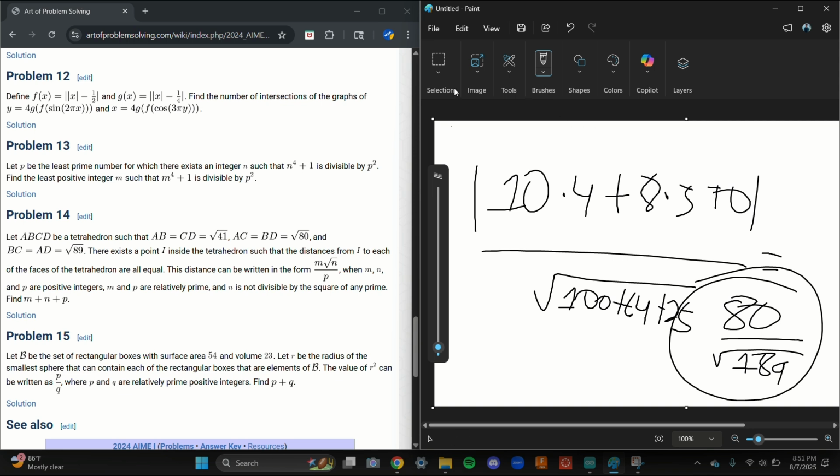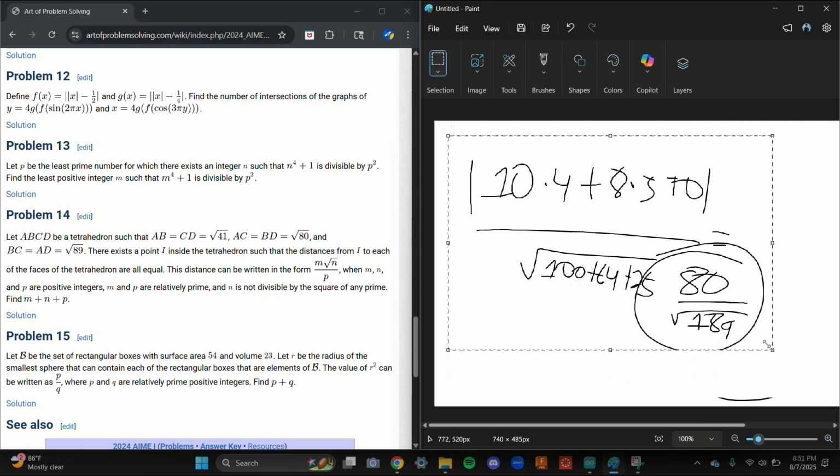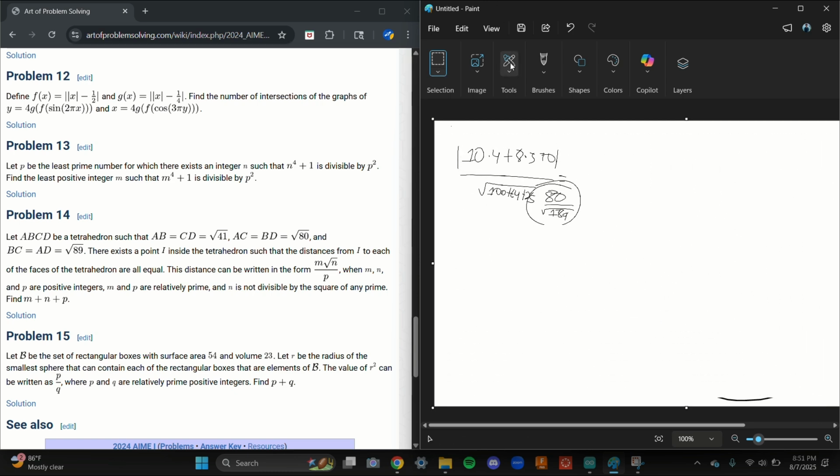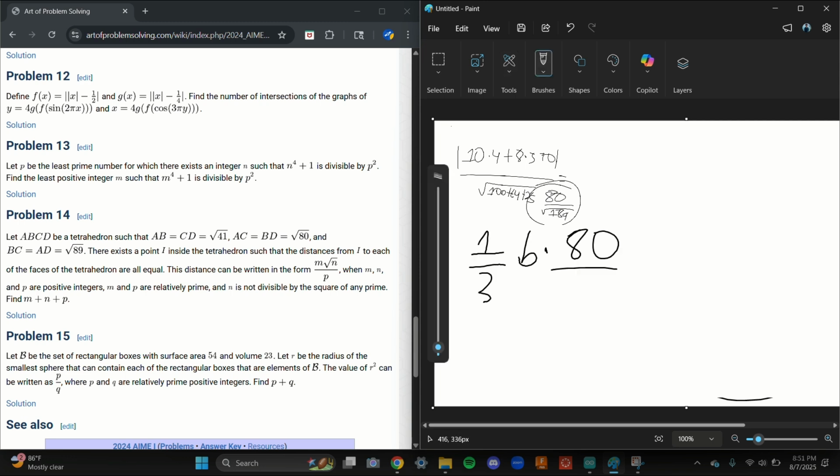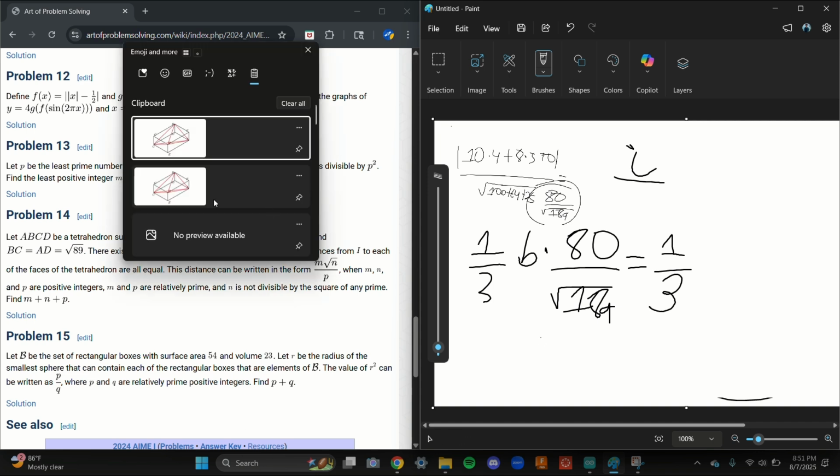So now, the key thing is that we have to find the volume of this tetrahedron. So we have this height. So the volume of the tetrahedron is 1/3 base times height, which is 80 over root 189. And, okay, so let's call I the distance from the center to each of the planes, which is basically the answer. So let's call I that. So what we basically have is 1/3 times the area of each of the smaller four. So let me bring up the visual again.